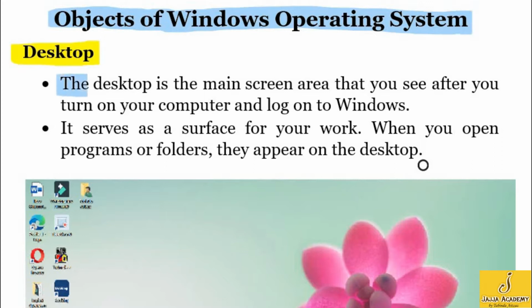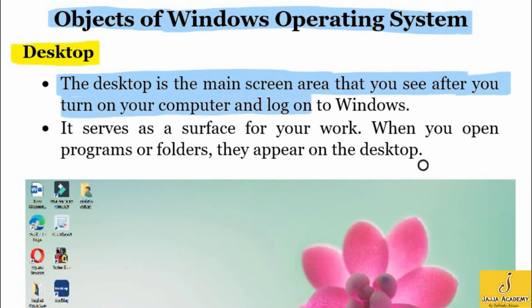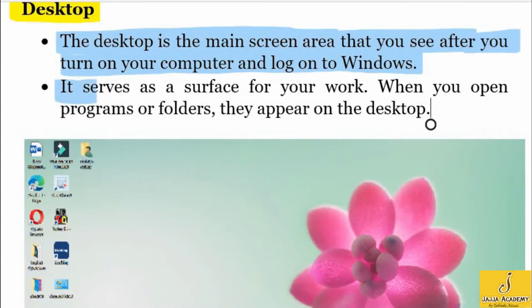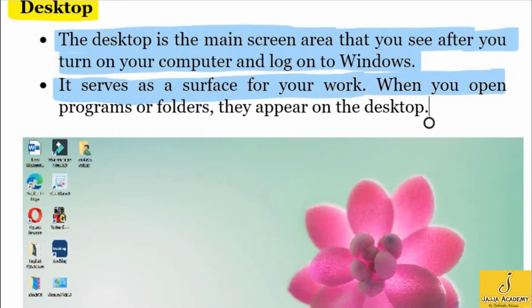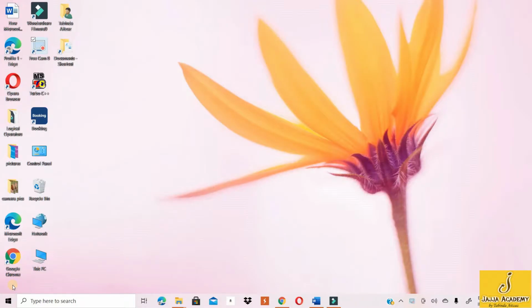Desktop. The desktop is the main screen area that you see after you turn on your computer and log on to Windows. And it serves as a surface for your work. When you open any application, programs or folders, they appear on the desktop screen. Let me show you the desktop of my laptop.